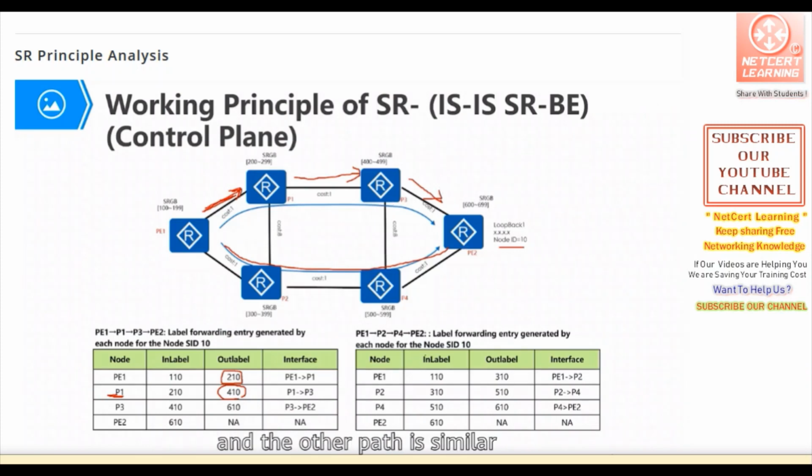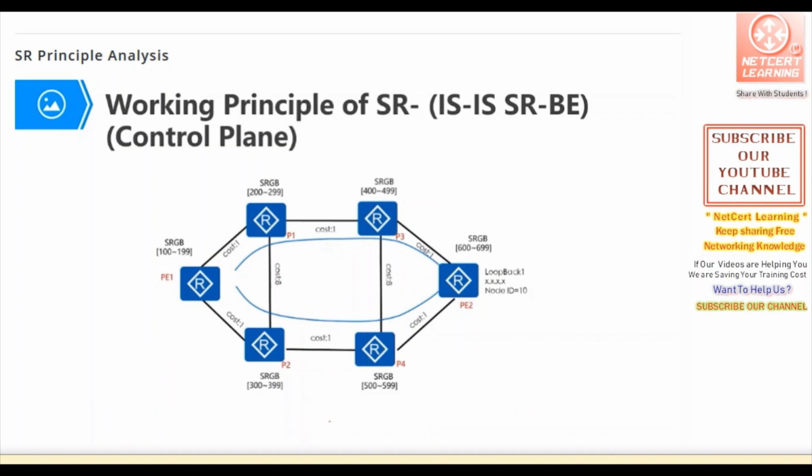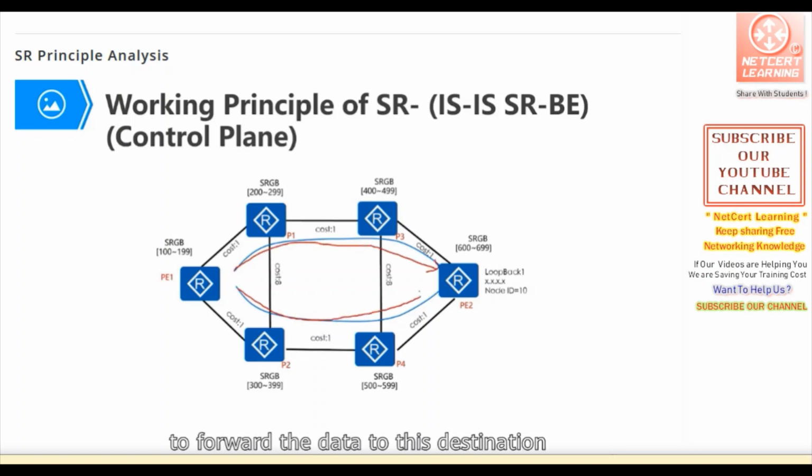And the other path is similar, but the SIDs should be different. The out labels are different. Then if PE1 wants to go to the destination PE2, it will use these two paths to forward the data to this destination, and these two paths are load balanced.